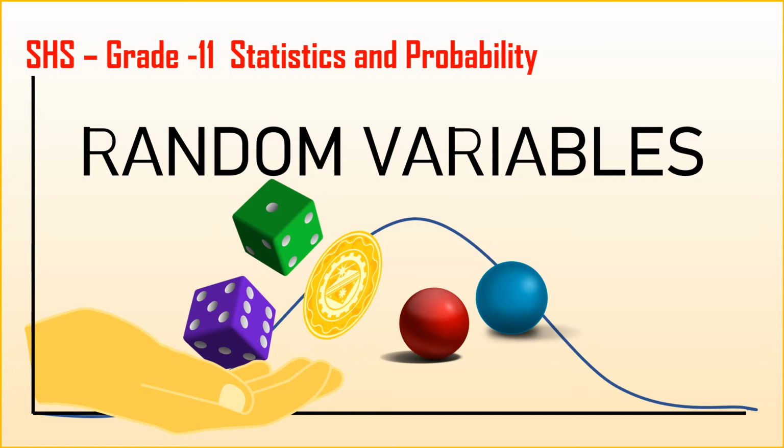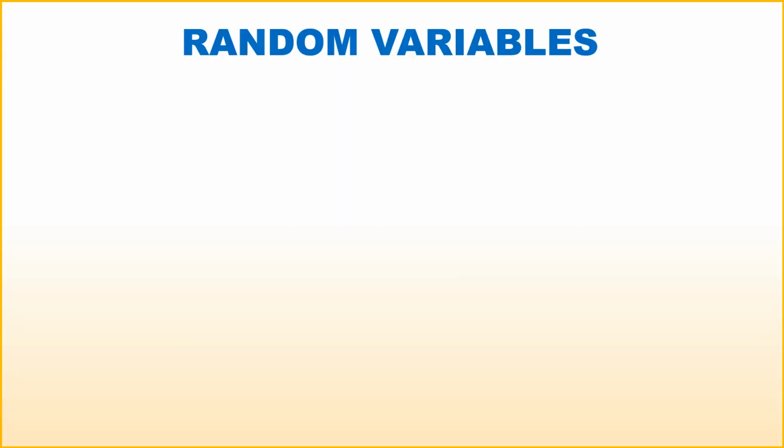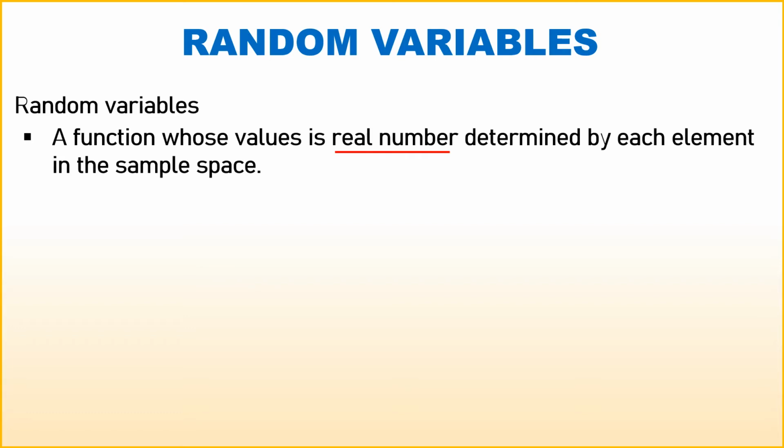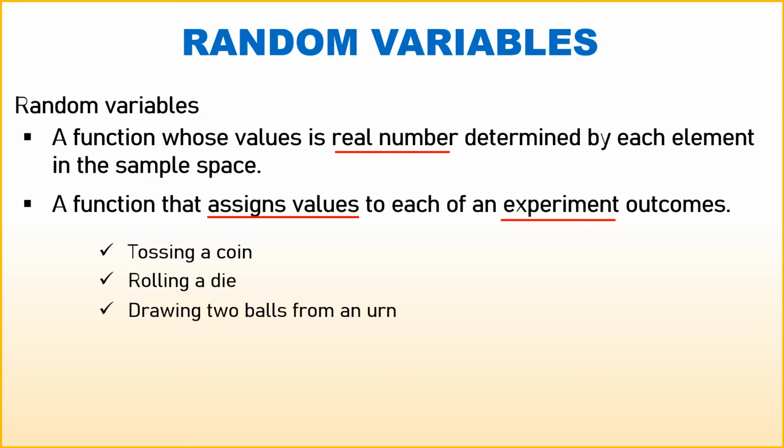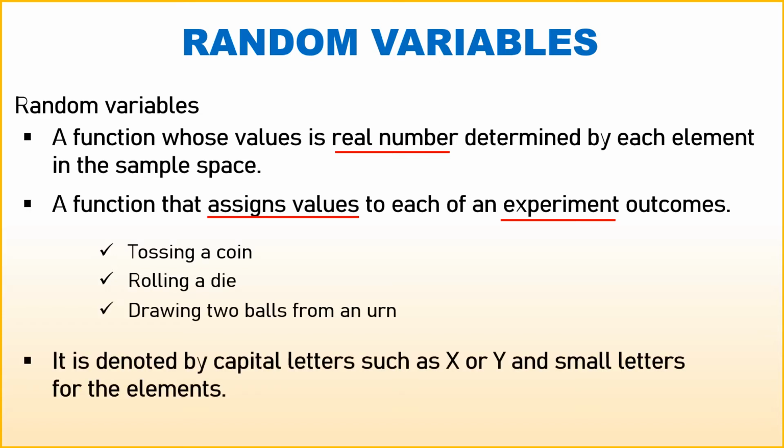This time, I'm going to discuss random variables. A random variable is a function whose value is a real number determined by each element in the sample space. It is also a function that assigns values to each of an experiment's outcomes. Experiments like tossing a coin, rolling a die, drawing two balls from an urn. It is denoted by capital letters such as X or Y, and small letters for the elements.